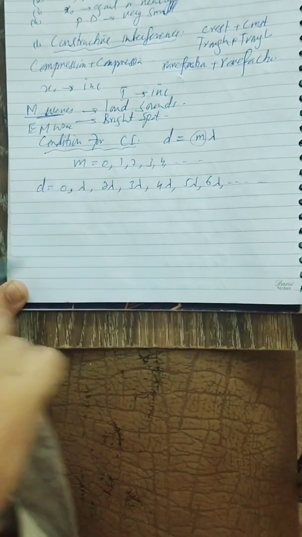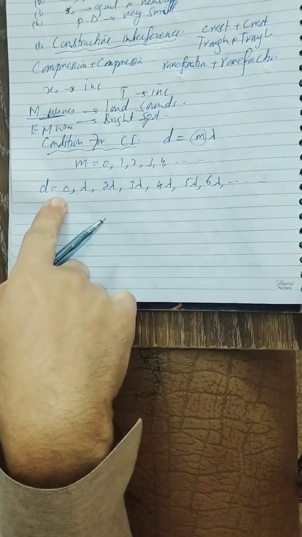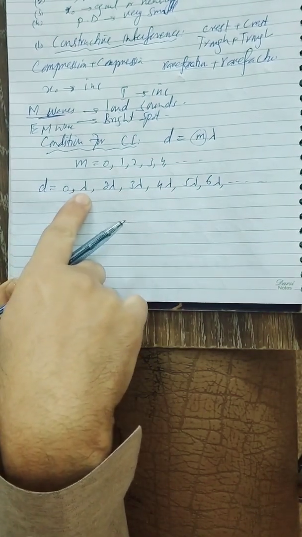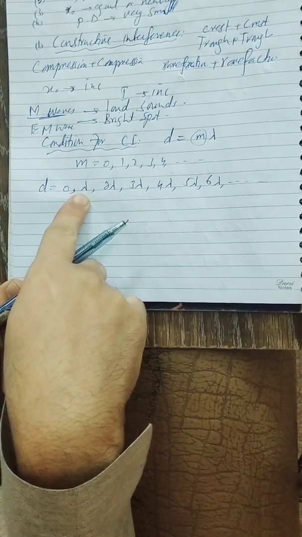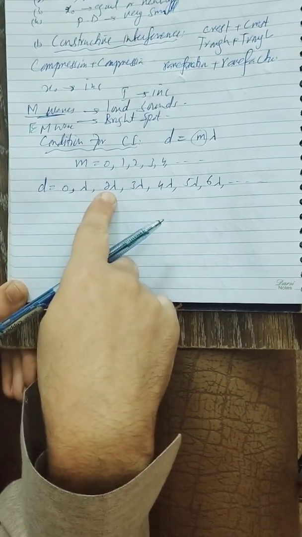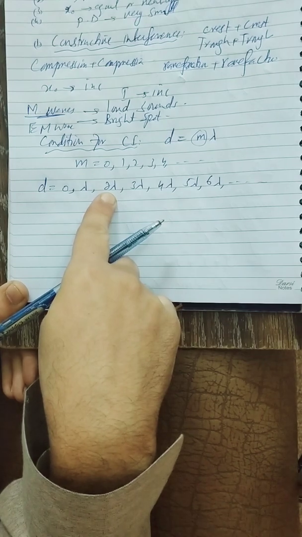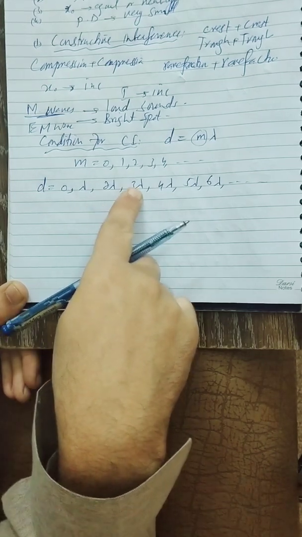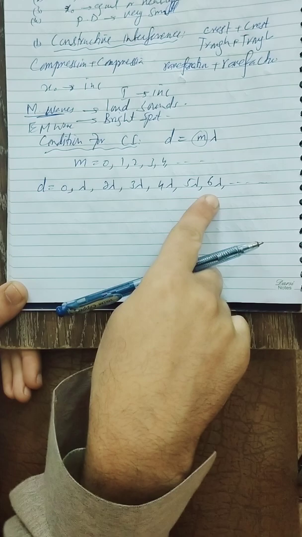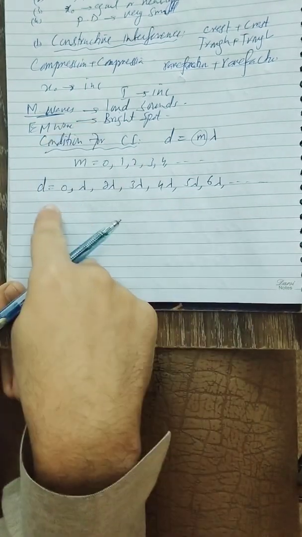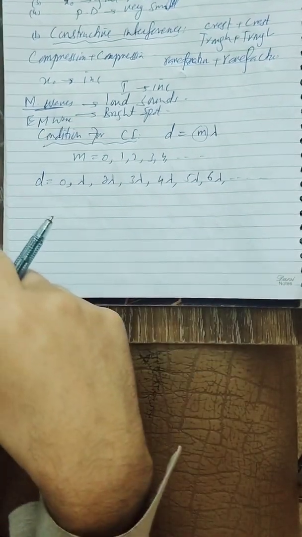It means that when two waves have zero path difference, constructive interference will occur. When two waves have lambda path difference, constructive interference will occur. When two waves have 2 lambda path difference, constructive interference will occur. So when these path differences come between the two waves, constructive interference will occur. So these are the conditions for constructive interference.